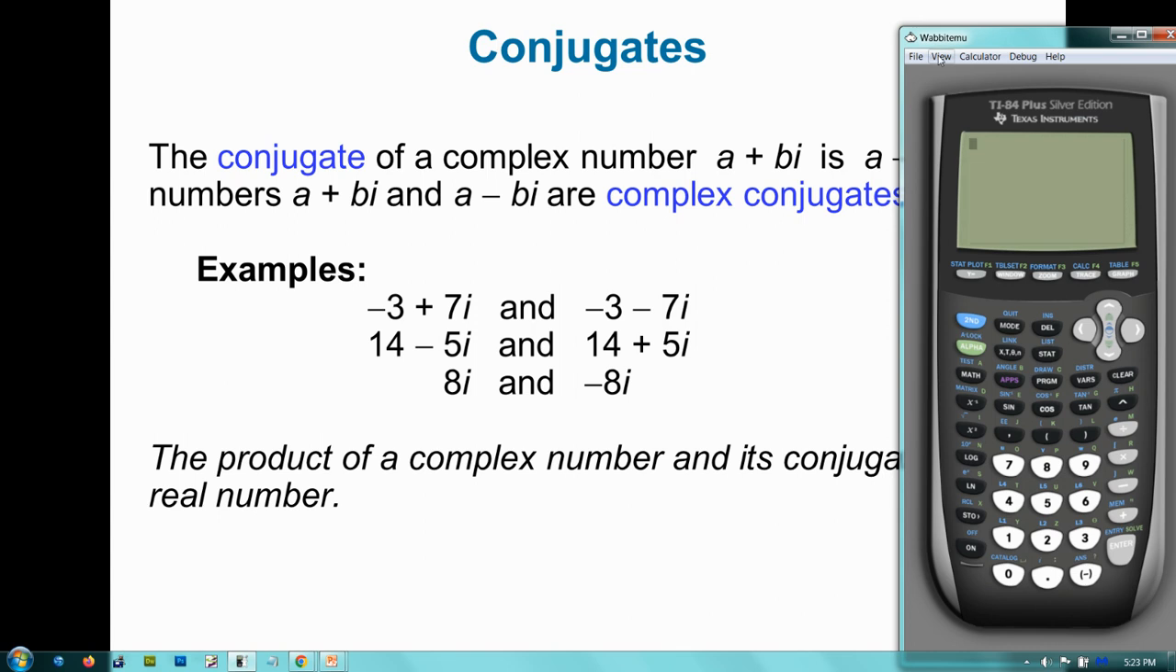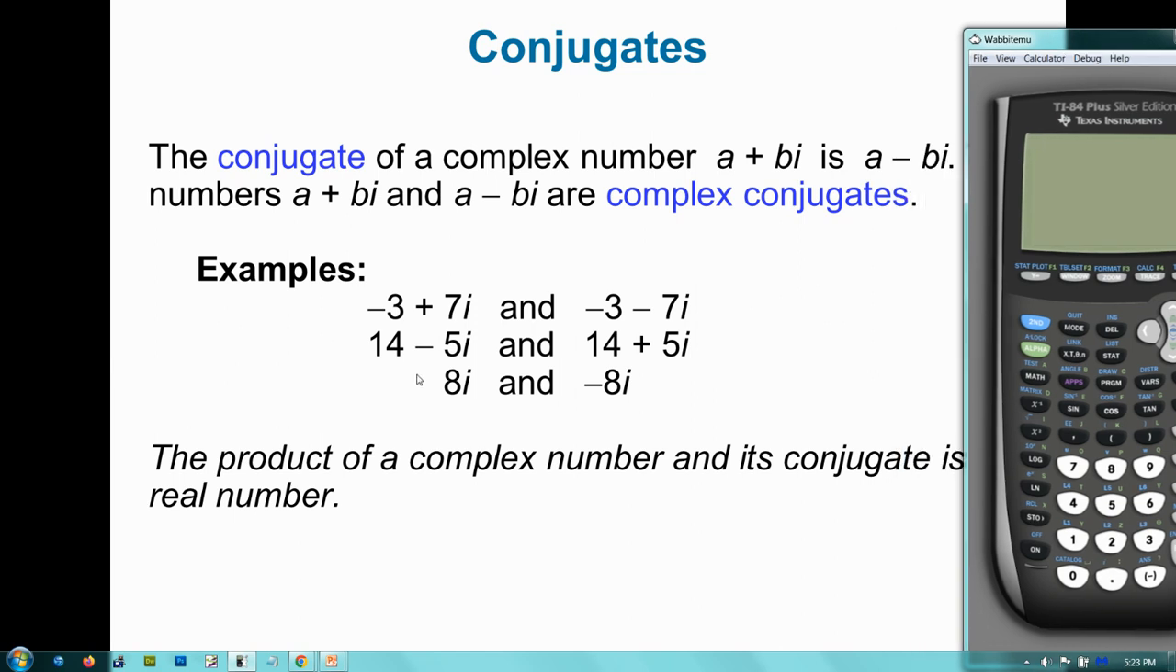Conjugates. We kind of ran into one of these. I did a problem where you had a binomial in the denominator, and we had to multiply by the conjugate. Here's what he's saying: complex conjugates. The conjugate of -3 plus 7i is -3 minus 7i.